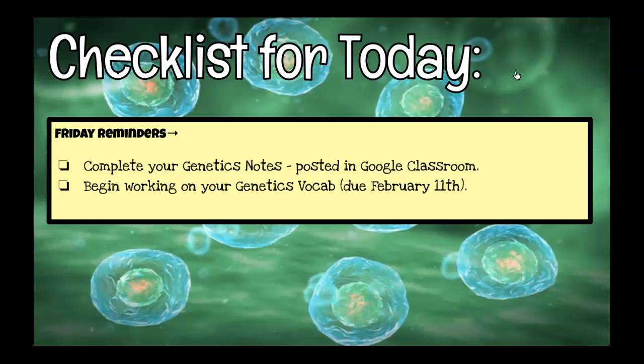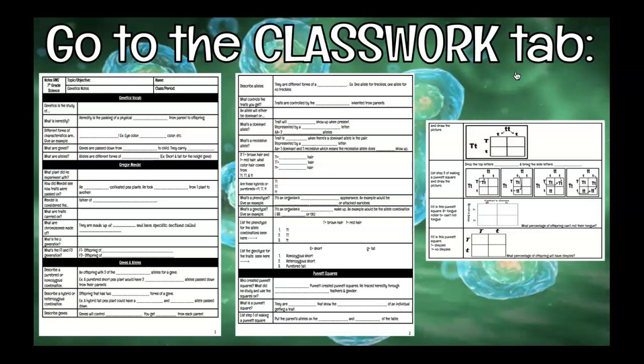So we just finished our reproduction unit. So today we're going to take notes on our next unit, which is genetics. So we're going to take notes together. And just as an FYI, your vocab has been assigned to you, your genetics vocab. It's due February 11th. That is when your genetics vocab will be due. If you still have not turned in your reproduction vocab or you forgot to take your reproduction assessment yesterday, please make sure you get that done.